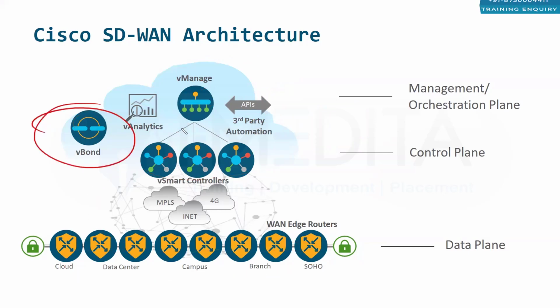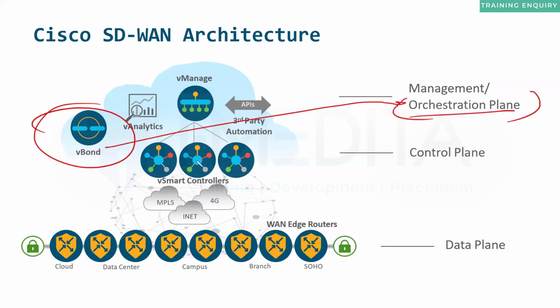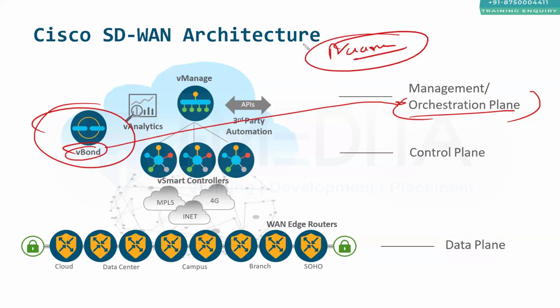Then this vBond, also known as the validator, is the orchestration plane. So what is orchestration, right? Remember, this vBond is going to work as a mediator. Simply, I can compare it with Naukri.com, or maybe whatever platform you want to take as an example for finding jobs outside India, inside India.